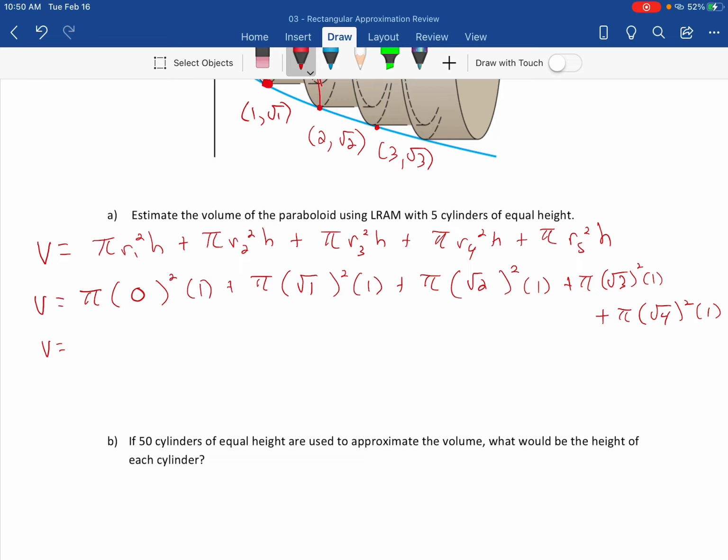Pi times 0 squared times 1, that's 0. Root 1 squared is just 1 times pi times 1. That second term is just pi. The next term, well, root 2 squared is just 2 times pi times 1 is 2 pi. And then the next one I get 3 pi, and then I get 4 pi. What a nice set of terms I get here, and I get my approximate volume of 10 pi.